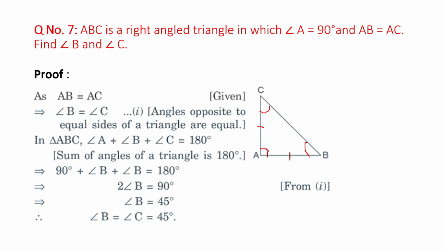Now in triangle ABC, according to the angle sum property, angle A plus angle B plus angle C is 180 degrees. A is 90 degrees. We can write angle C as angle B because angle B is equal to angle C. 90 plus twice of B is 180, twice of B is 180 minus 90 is 90. Angle B is 45 degrees. Angle B and angle C are equal, so therefore angle B and angle C are 45 degrees each.